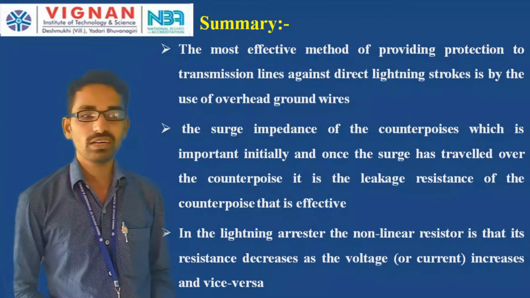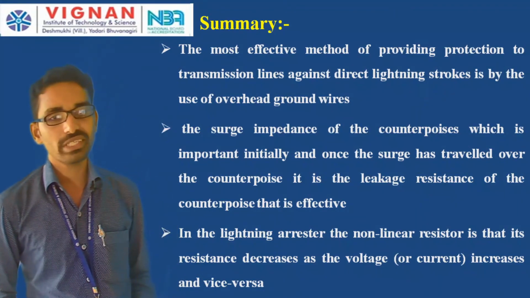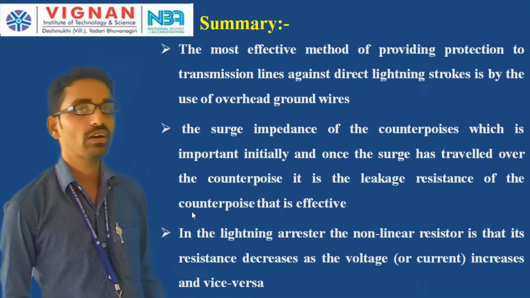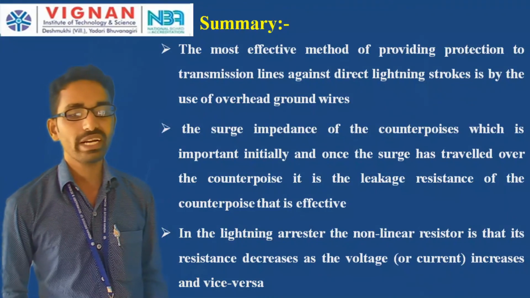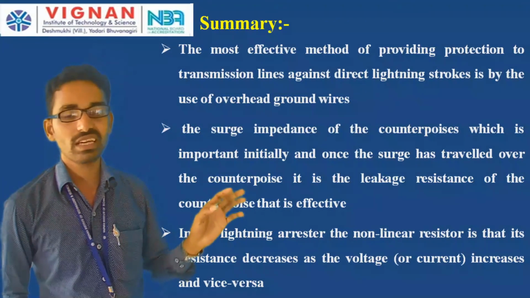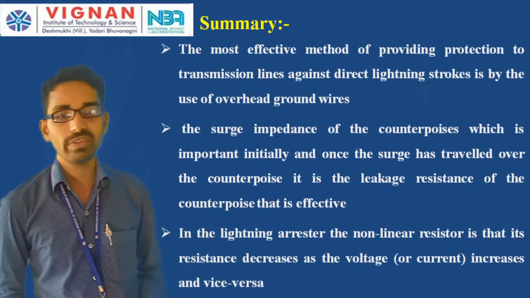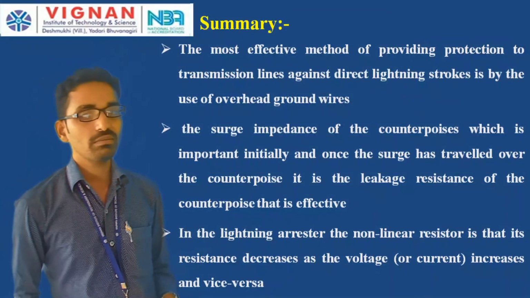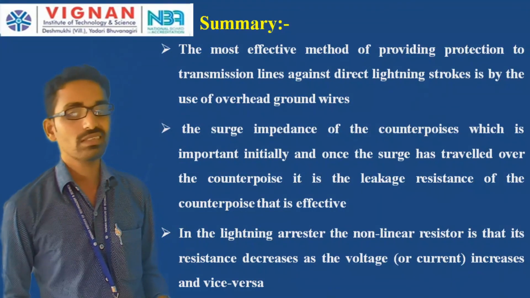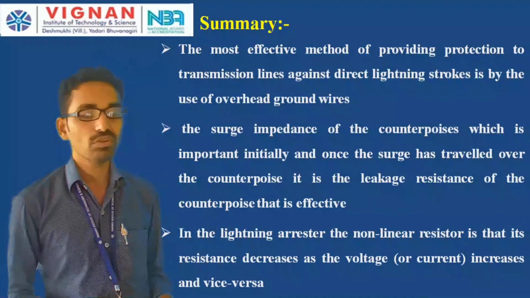So if you see the summary of this lecture, till now we have studied that the most effective method of providing protection to transmission lines against direct lightning strokes is the use of overhead ground wires. Because of this, the lightning stroke is sent to the ground very rapidly. And the next one we have seen is the surge impedance of the counterpoise, which is important initially, and once the surge has travelled through the counterpoise, it is the leakage resistance which works most effectively.